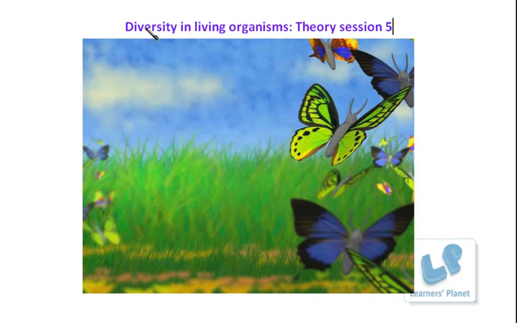Let's continue with the chapter Diversity in Living Organisms. This is the fifth theory session, and in this session I'm going to explain the different classification systems. Classification is the arrangement of organisms into groups or subgroups depending upon their similarities and dissimilarities.